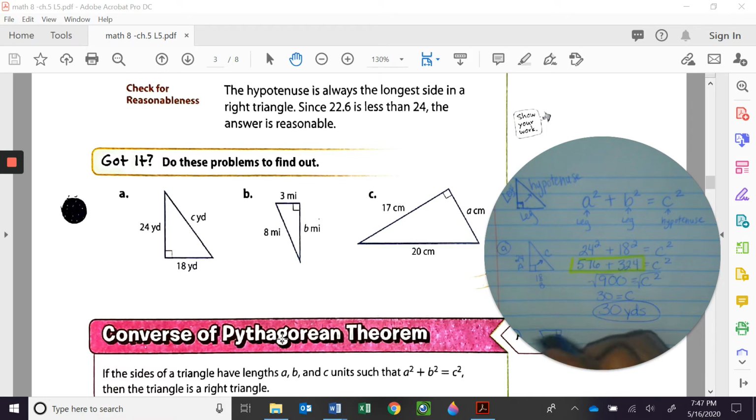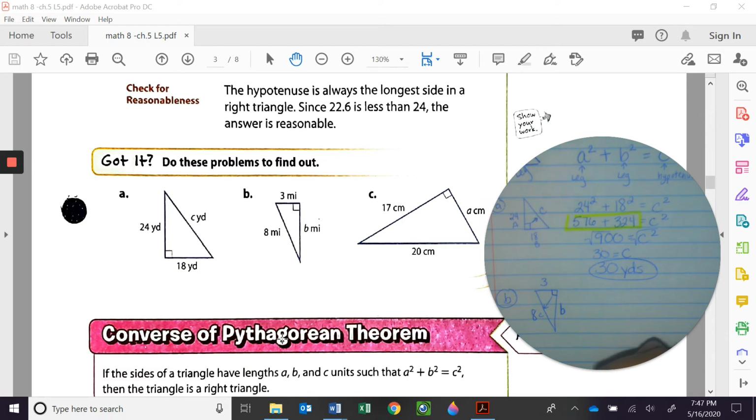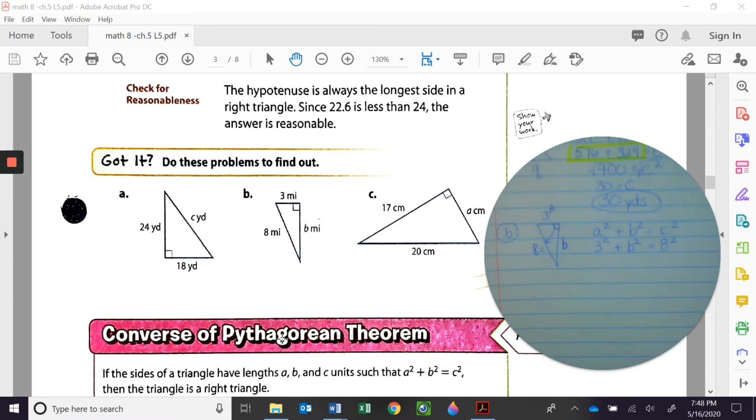Okay. Look at B. There's your 90-degree angle. So we have 3, we have B, and we have 8. All right, so this is your C because it's across from the 90-degree angle. They already labeled this one B, which means this one has to be A. Okay, so A squared plus B squared equals C squared. So 3 squared plus B squared equals 8 squared. Okay, all I'm doing is plugging in the values.